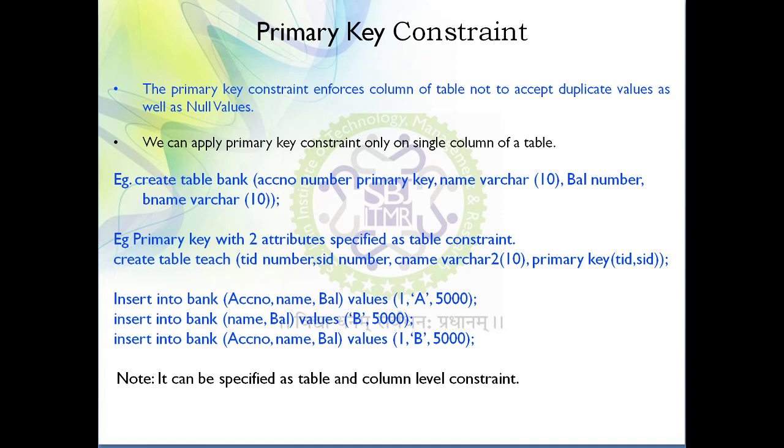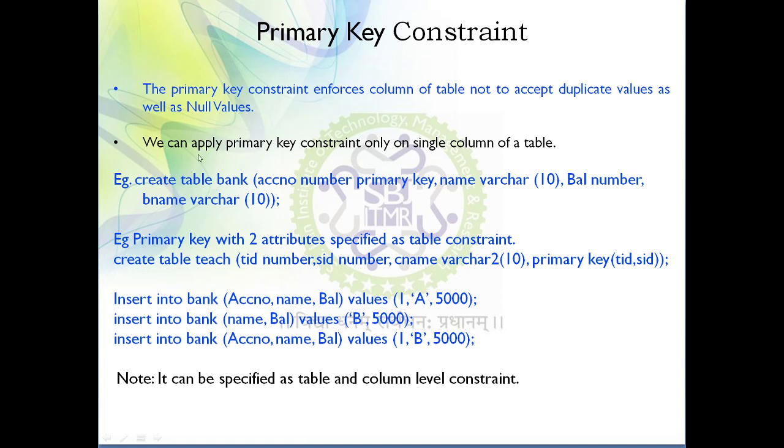So primary key constraint is a combination of not null constraint and unique constraint. Whenever you feel that on a particular attribute you don't want a null value to be inserted, or a duplicate value to be inserted, in that situation you need to make use of a primary key. Primary key enforces a column of a table not to accept a duplicate value as well as a null value. So in that situation you are going to use primary key constraint.